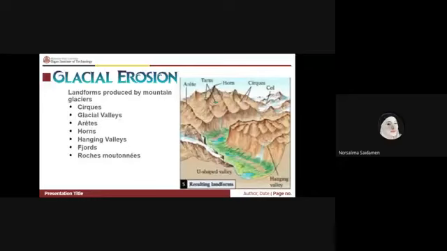Now we have the glacial erosions, or the landforms produced by erosion of mountain glaciers. We have the cirques, glacial valleys, arêtes, the horn, the hanging valleys, the fjord, and the roche moutonnée.